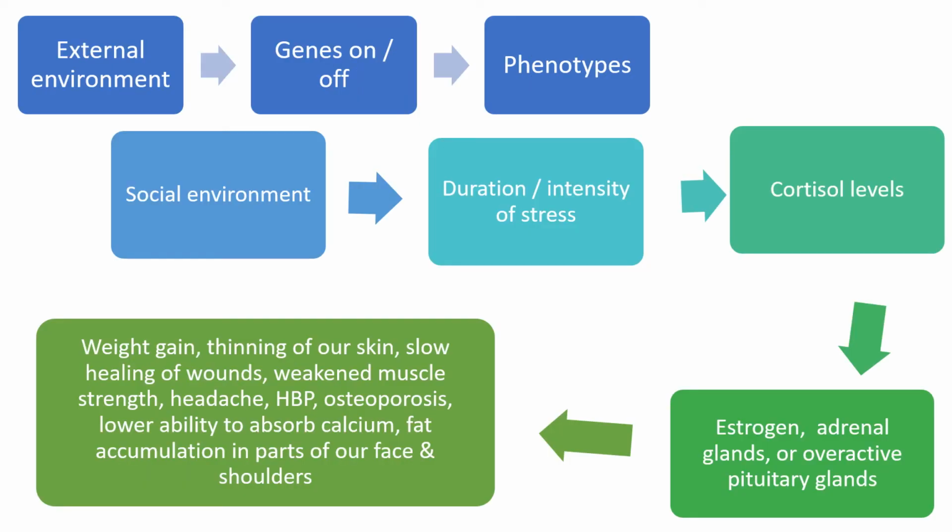In fact, our external environment can turn certain genes on and off, and this can in turn lead to changes in our phenotypes. In fact, our social environment determines the duration and intensity of our stress. This in turn affects our cortisol levels. And when our cortisol levels are elevated due to stress, this can affect our estrogen, adrenal glands, and it may overactivate our pituitary glands.